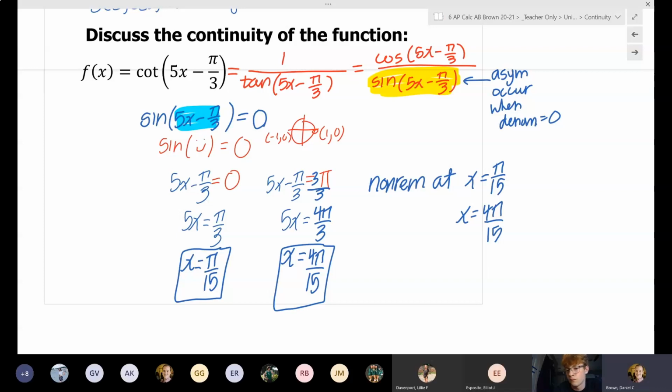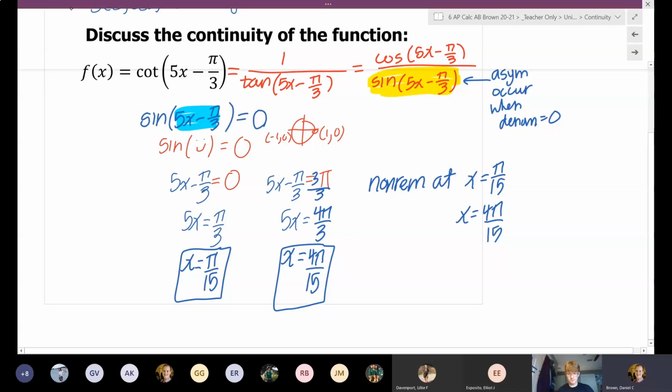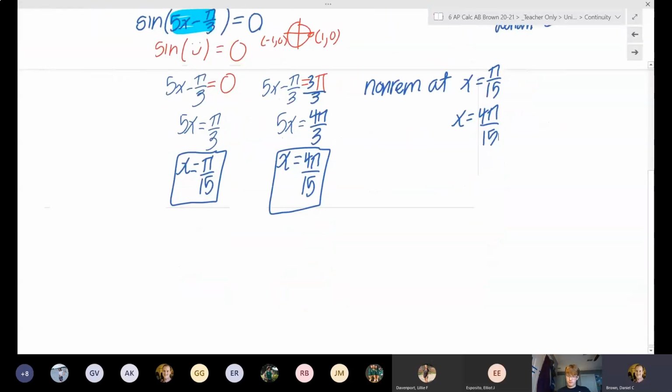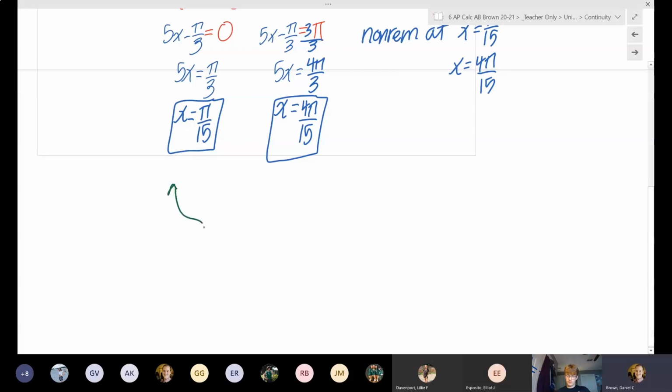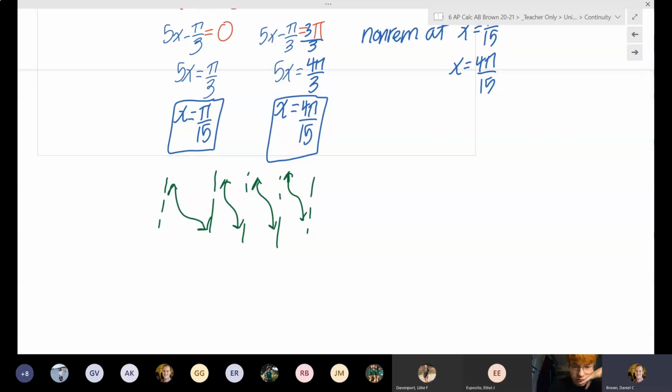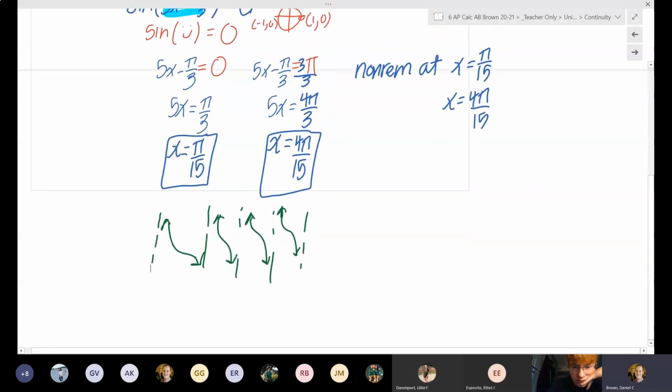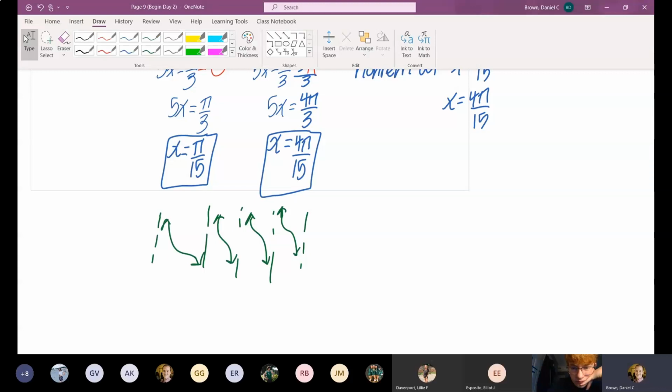So I do also just want to remind us of some other things with trig. This cotangent function, let me just remind ourselves what it looks like if you need that reminder. The cotangent graph, remember, looks like a bunch of decreasing kind of cubic functions. And it just kind of repeats that forever and ever. So we have these asymptotes that keep repeating. So when I say I have a non-removable discontinuity at pi over 15 and 4 pi over 15, that's technically just two of an infinite number of asymptotes.